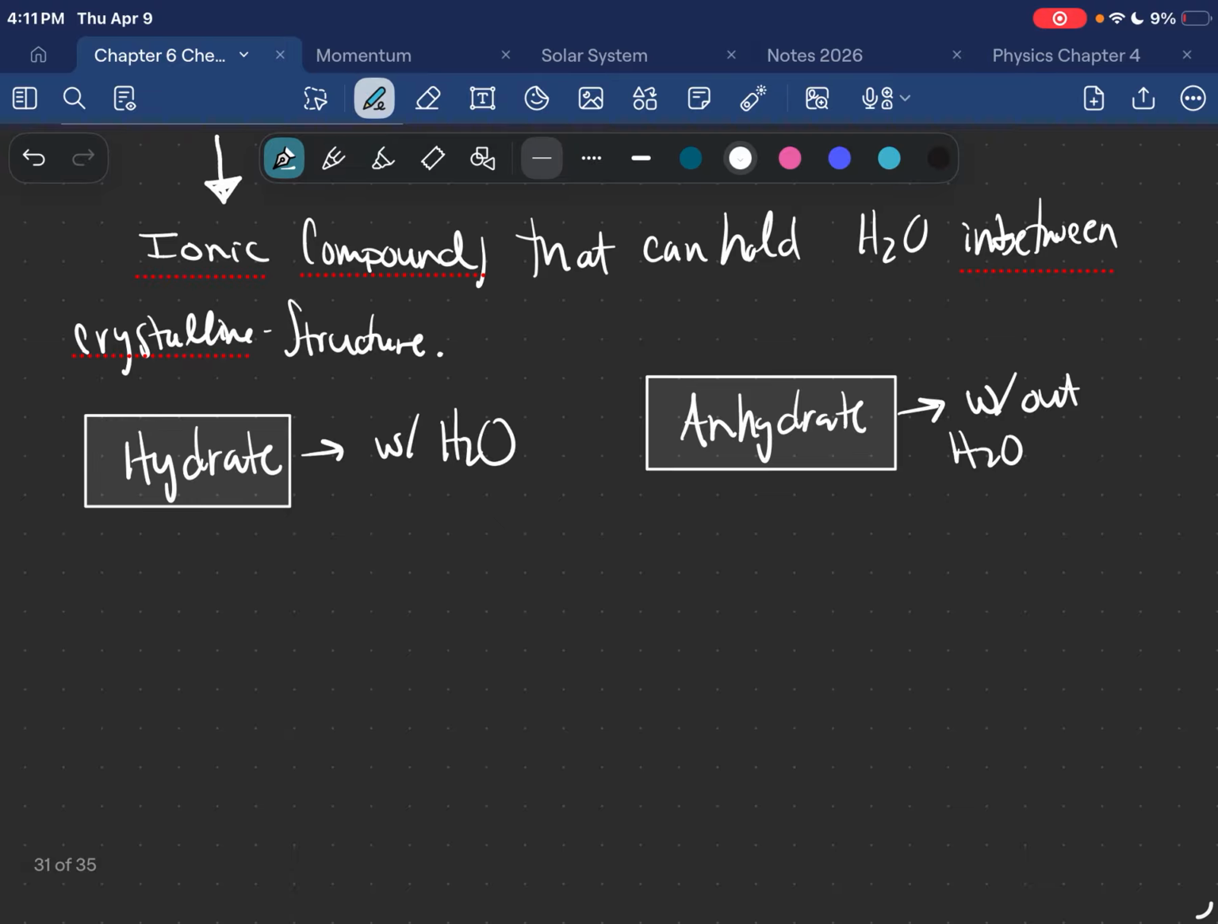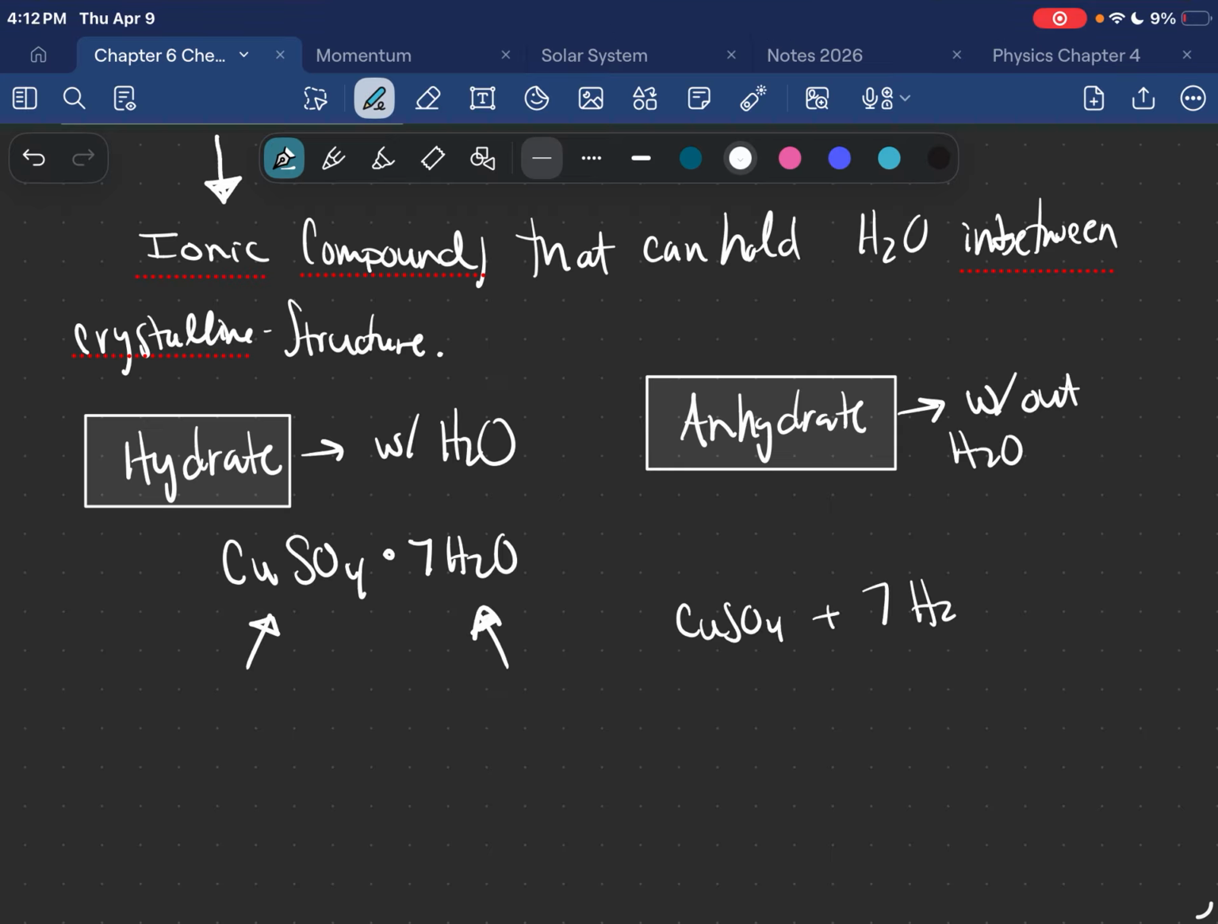Now, the reason we have a unique way of writing this is because if it was copper 2 sulfate hexahydrate, I'm making these up, this is our salt, and this is how much water it can take. We can't write CuSO4 plus 7H2O, because that would represent a chemical reaction according to chemical nomenclature and standard practices.